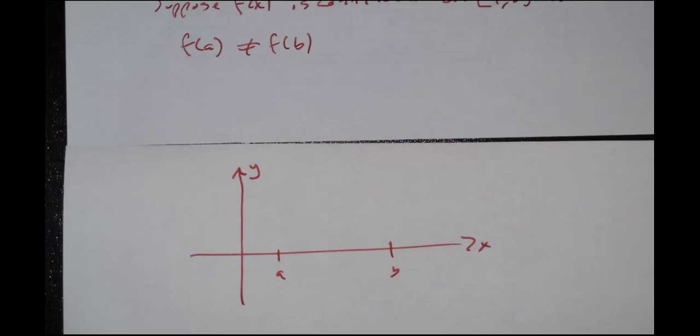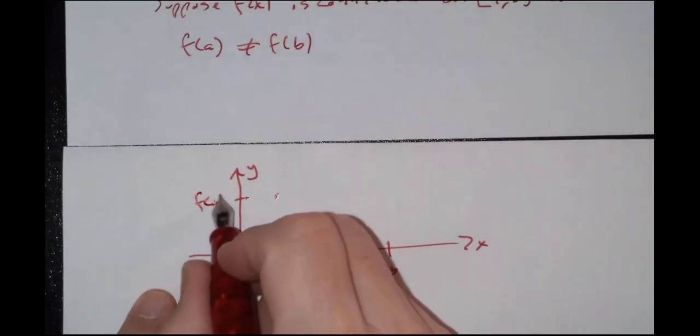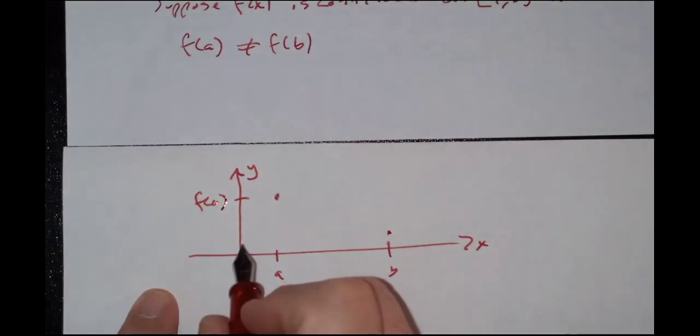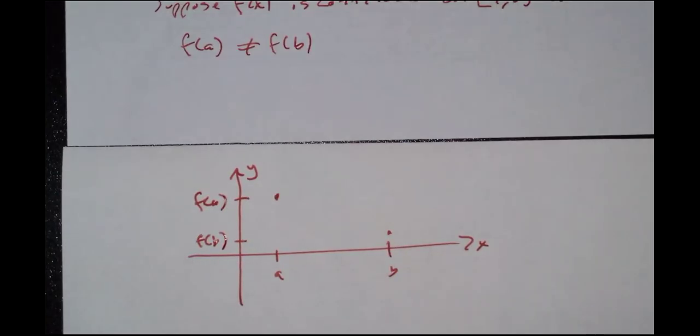Chris, which one did you make higher? Okay, so in your picture, f of a is up here, and f of b is down here. I've drawn them as both positive. They don't have to be both positive. One of them could be negative. It doesn't matter.